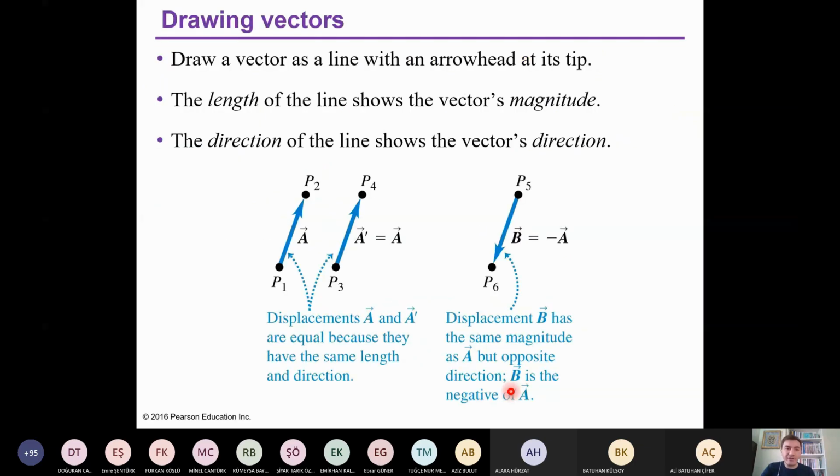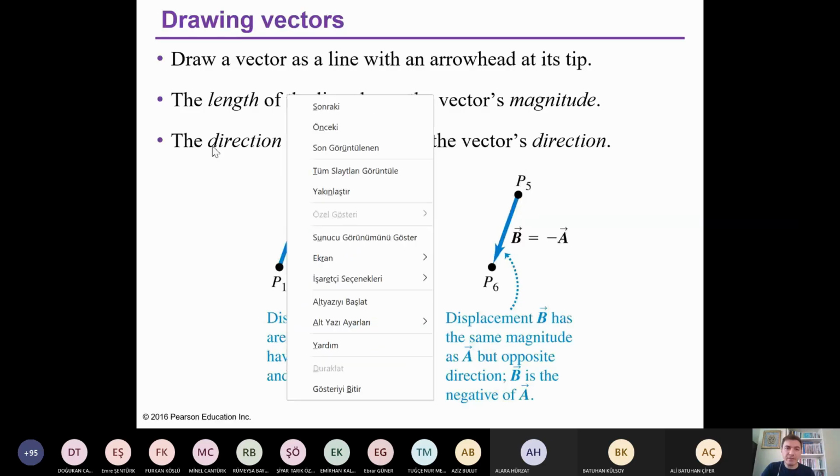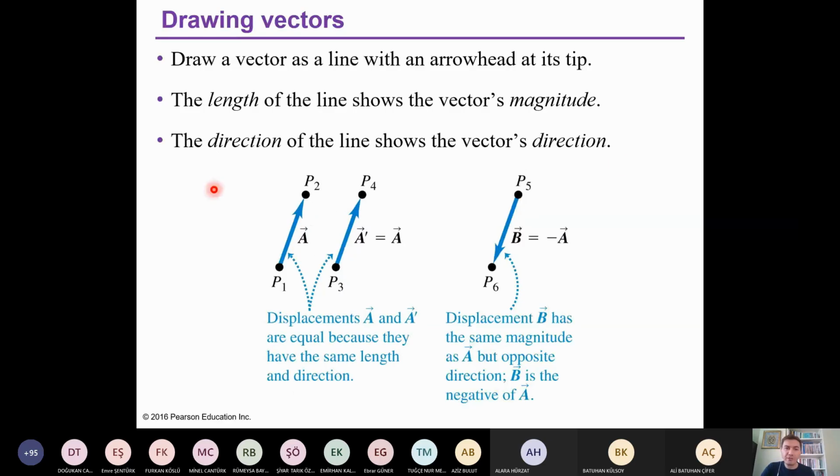Now, how to draw the vectors? We draw a vector as a line with an arrowhead at its tip. So this is the vector. This is the arrowhead. Okun başı, ok başı gibi. This is the tail, kuyruk in Turkish. This is the head, baş. Okay, don't forget this one. Head, tail, tail, head. So the length of the line shows the vector's magnitude. This length shows the magnitude and the direction of the line shows the vector's direction.